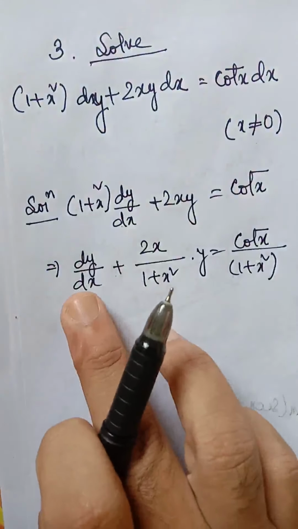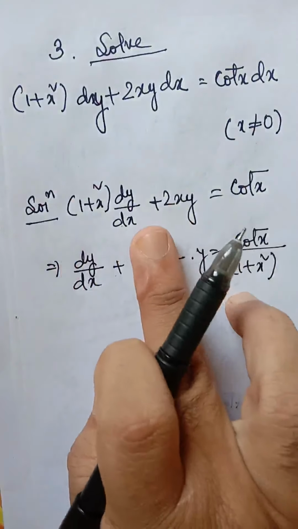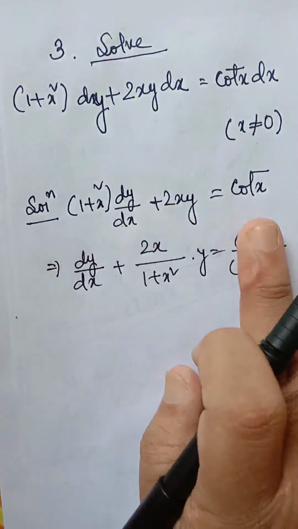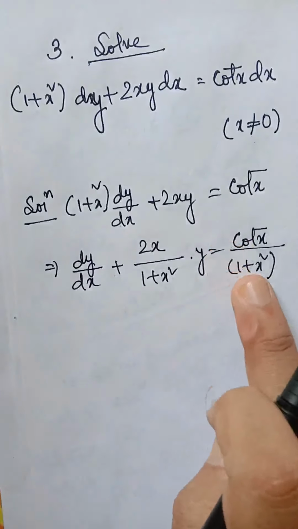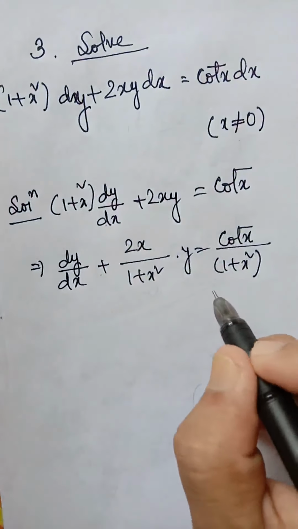Now this is of the form dy/dx plus Py equal to Q. Here P is a function of x and Q is also a function of x. There is only a term containing x, there is no y here. So this is a function of x, this is also a function of x.